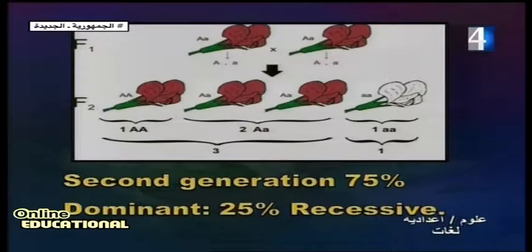In the second generation, when the purple flowers from the first generation, A capital A small and A capital A small, are crossed, the second generation, as shown, has three plants with purple flowers and one plant with a white flower. Second generation 75% dominant, 25% recessive. This is the principle of complete dominance.